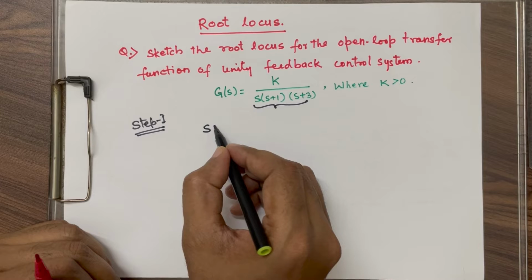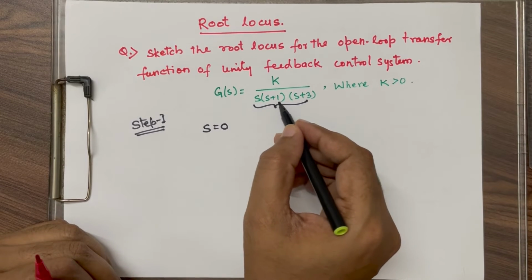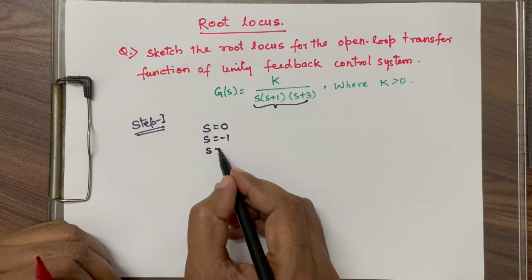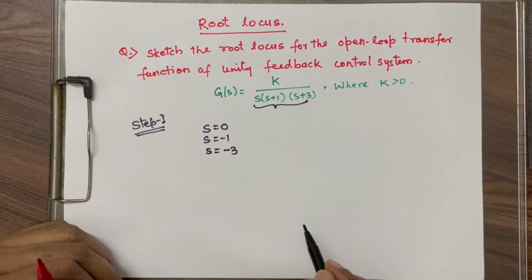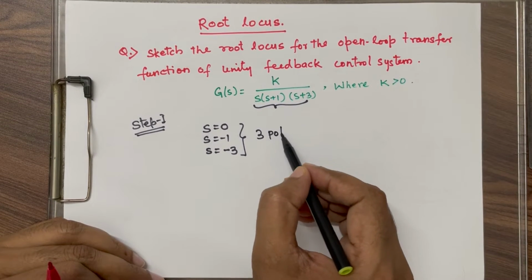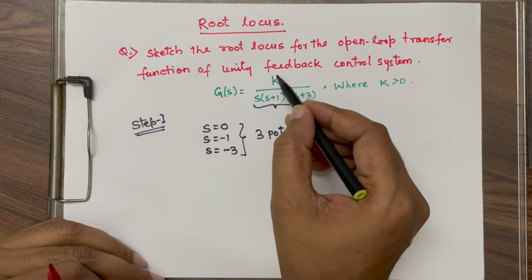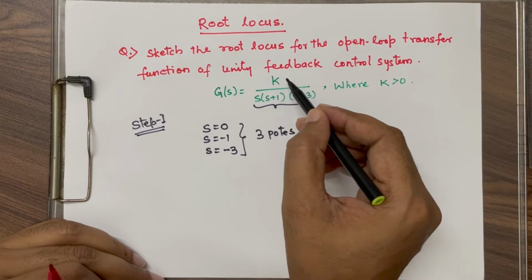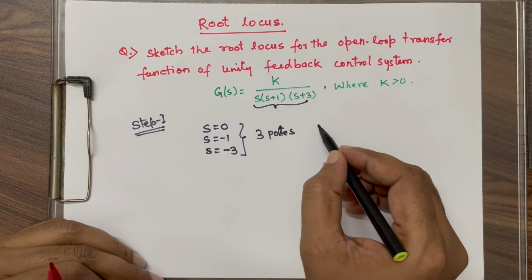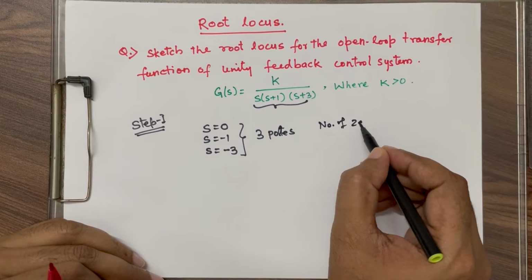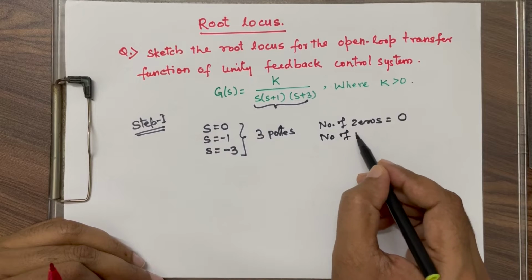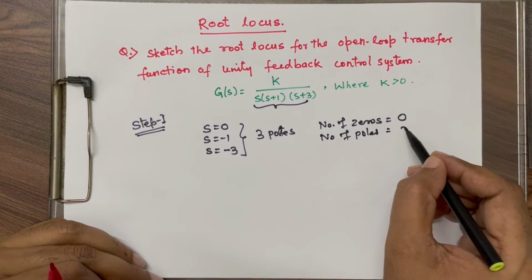So the first pole is s equal to 0, the second one is s plus 1 equal to 0, which means s equal to minus 1, and the third pole will be at s equal to minus 3. So the total number of poles is 3. And since there is no s in the numerator, there are no zeros. So the number of zeros equals 0 and the number of poles equals 3.